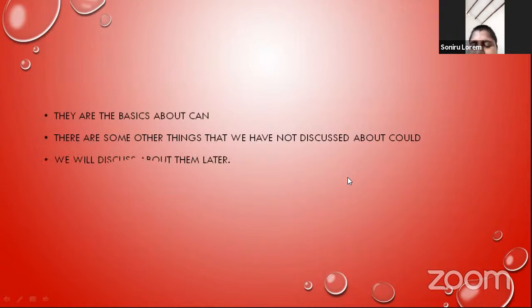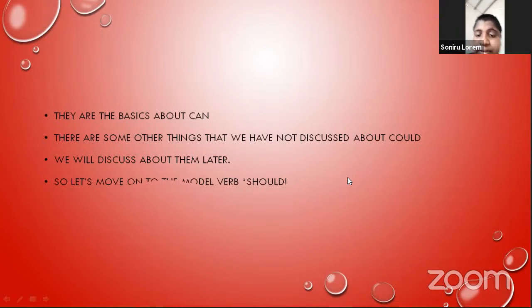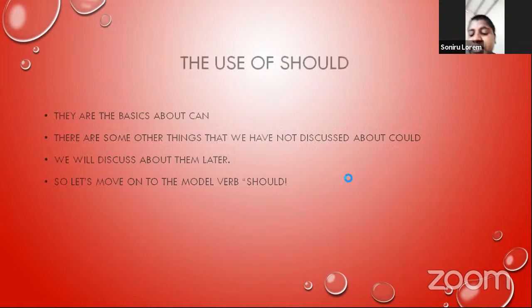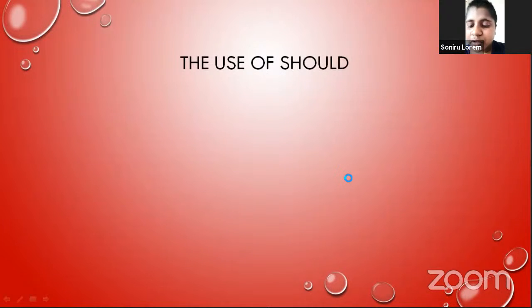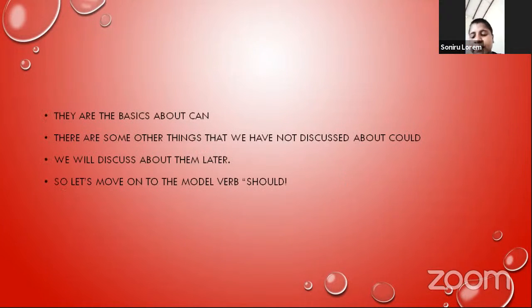Okay, so those are the basics about can. But remember that there are many strict rules with regard to could. It is not only used as the present of can, past of can, but is also used in many other different ways. But today we do not talk about that. So let's move on to the next page.